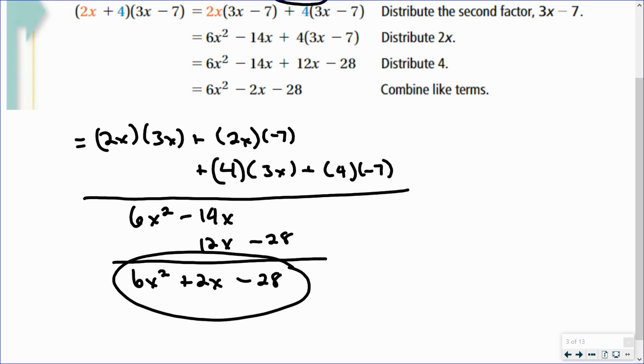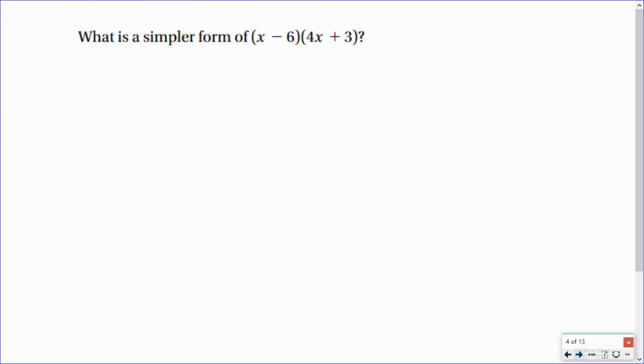The reason why I line these up is so that I know that these two are like terms and they've lined up as like terms, so that's why I do this. It works out a little bit easier for me. You can do it horizontally, but this is how I'm going to continue to show you.